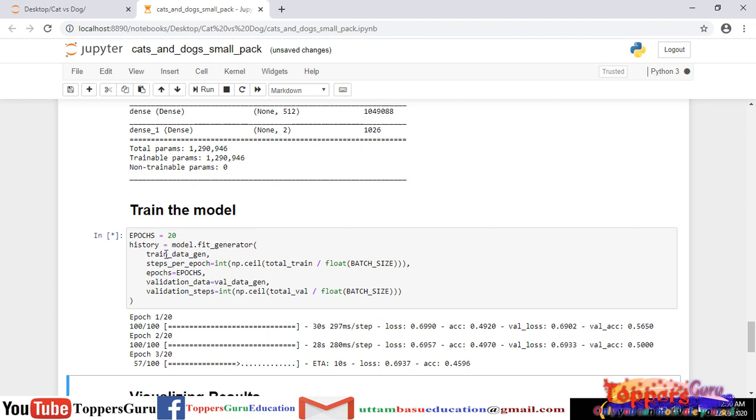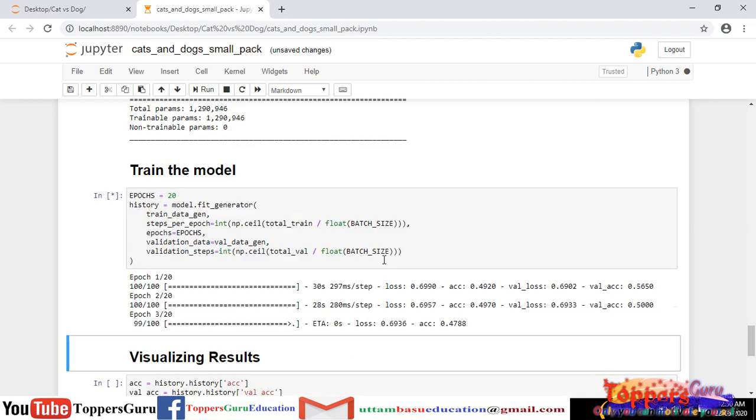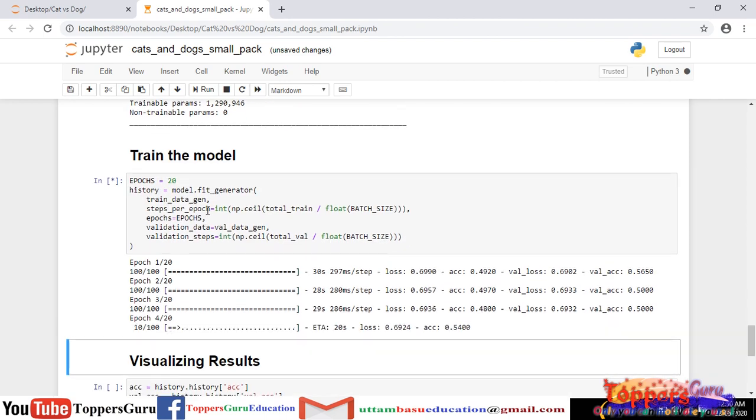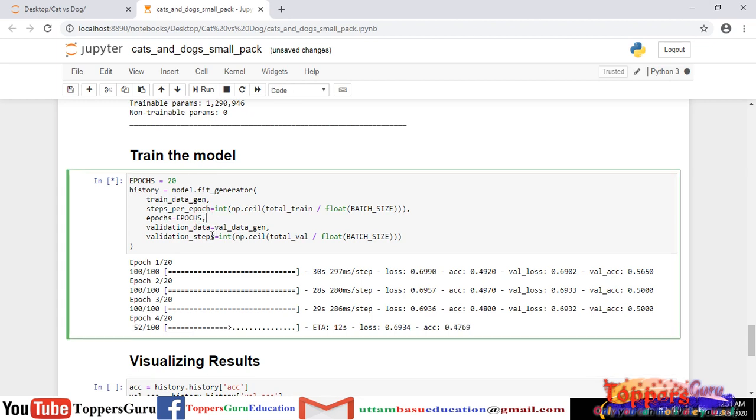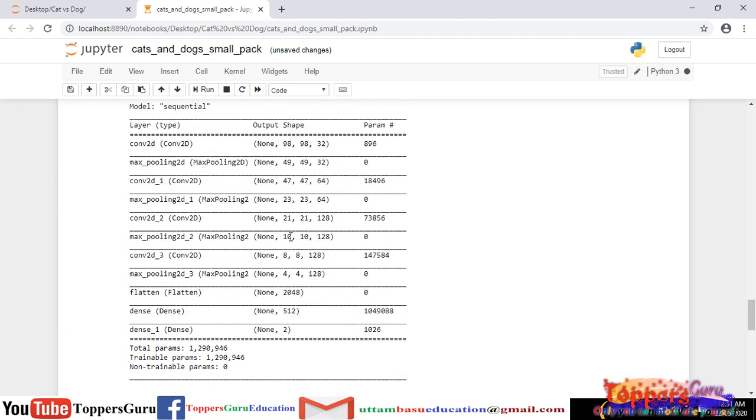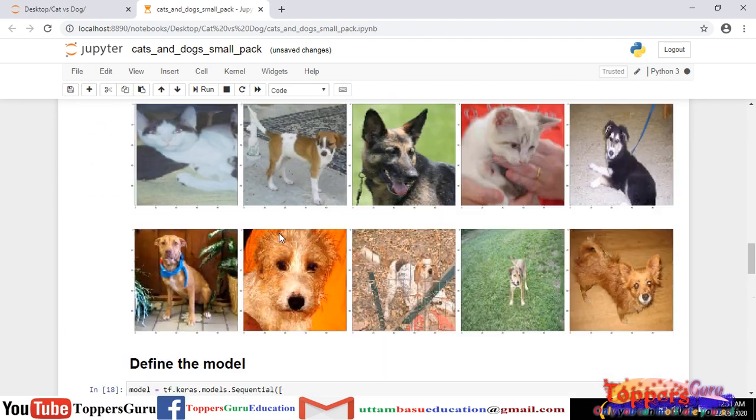And during training, here we take the history from model fit generator, with the train generator we have already defined. Steps per epoch equals the integer value of the total training divided by the float value of batch size. So the step size will definitely be a float, because an integer divided by a float outputs a float value. Here epochs equals the already defined 20, and for validation data, similarly, validation steps will be the integer value of the total divided by the float value of batch size. And now I leave it for the next time.